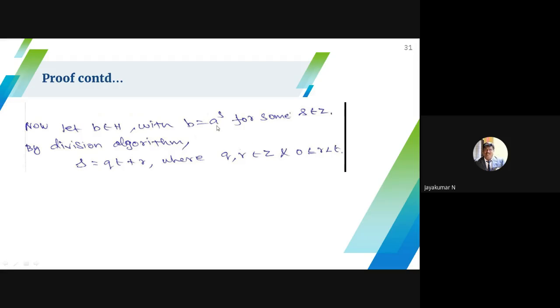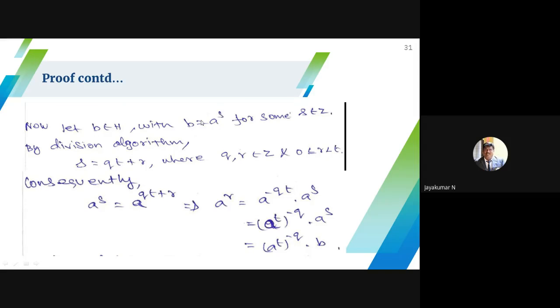By the division algorithm, I assume that S is greater than T, because we assume that T is the least element, the element A power T where T is the least element, so definitely S is greater than T. Apply the division algorithm: S equal to QT plus R, Q is the quotient, R is the remainder. The range of R is 0 less than or equal to R less than T, because T is the divisor.